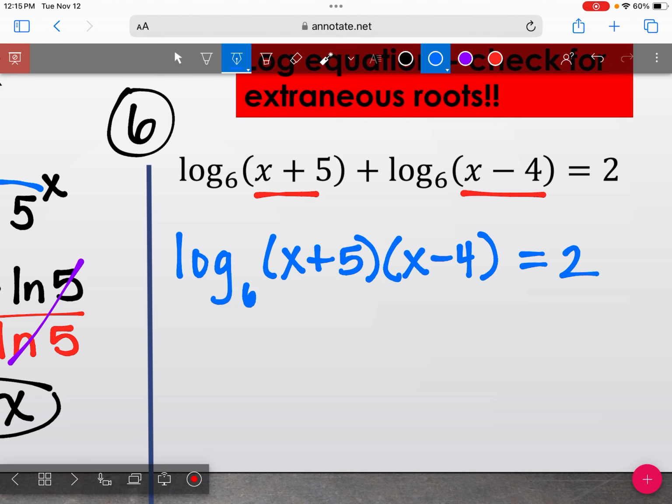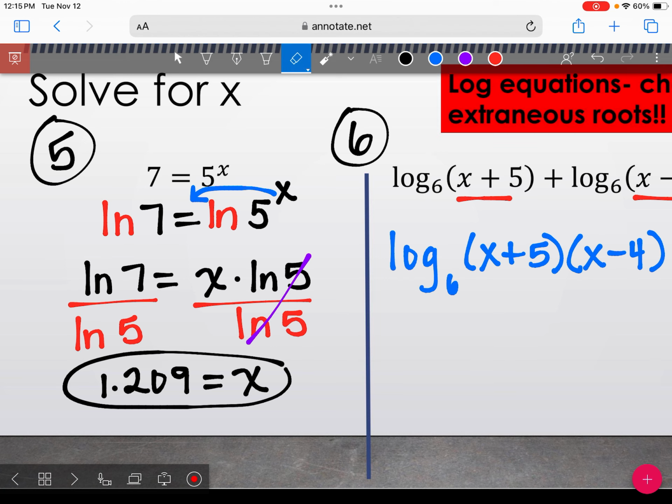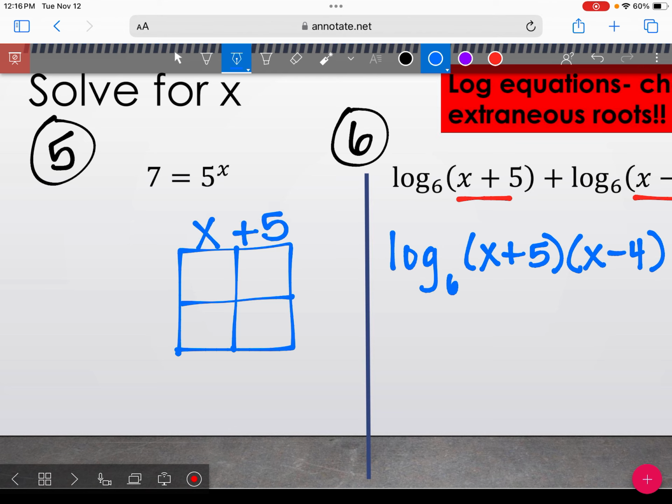Do we drop a log because it's just one log? Like, because we have 2. No, we have to do the properties. You cannot drop it. Now, if they were on opposite sides of the equation, we could. So go ahead and make a box. If you don't know the pattern, go ahead and multiply that x plus 5 times x minus 4. See what you get when you multiply that.